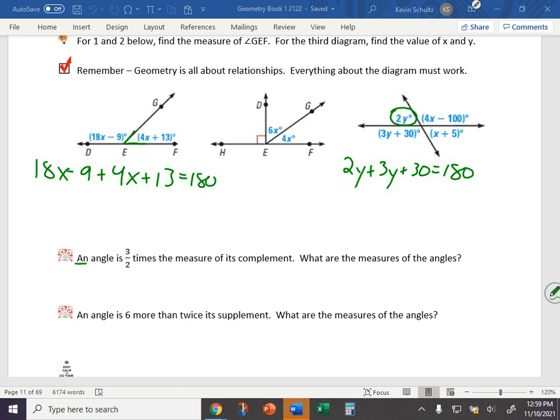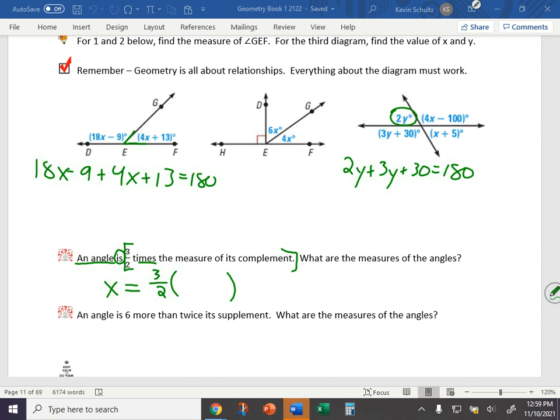Let's call the angle we're trying to find x. We'll assign it the variable x. And that angle is, what does the word is mean in mathematics? Equals. So an angle is equal to 3/2 times the measure of its complement. Here's the other side of our equation. 3/2 times the measure of its complement. Well, the word times means we're multiplying, right? So we're multiplying 3/2 times something.